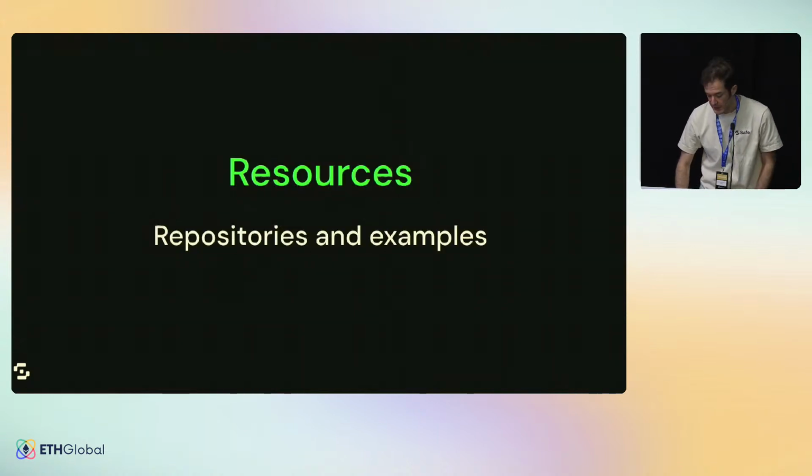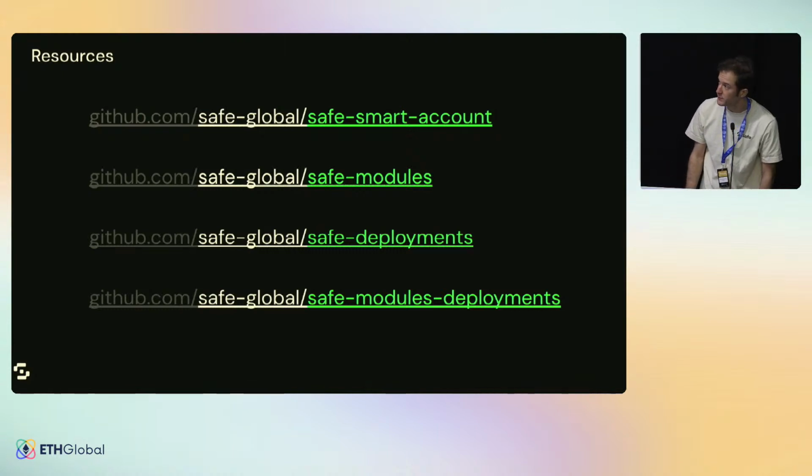So some resources that can be helpful for you, just sharing 4 repos. The first one is the Safe Smart account, where you can find the contracts of Safe. All of them are in the ETHGlobal organization. The second one is Safe modules, where you can find the implementation of the Safe 4337 module and some examples using it. There is the Safe deployments, where you can find the addresses where Safe is deployed depending on the networks. And the last one, the Safe modules deployment, you can see where the Safe 4337 module is deployed, on what networks, and what is the address.